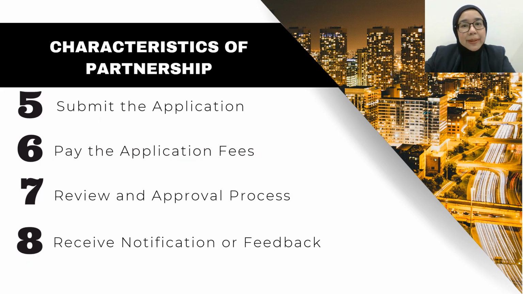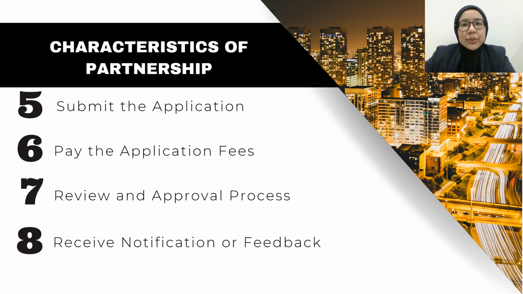Next one is to submit the application. Submit the complete application form along with the supporting documents to the appropriate government agency, regulatory body, or local authority responsible for processing the license or permit application. This can typically be done either online through the agency's website or in person at the office. Next one, pay the application fees. Pay the prescribed application fees, processing fees, or any other charges associated with the license or permit application. The fee amount may vary depending on the type of license or permit and the jurisdiction.